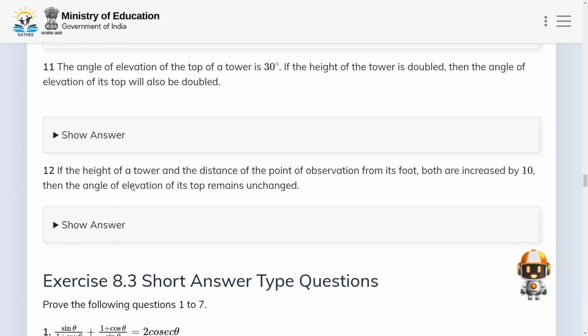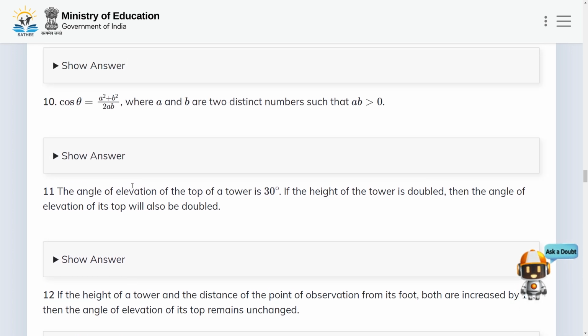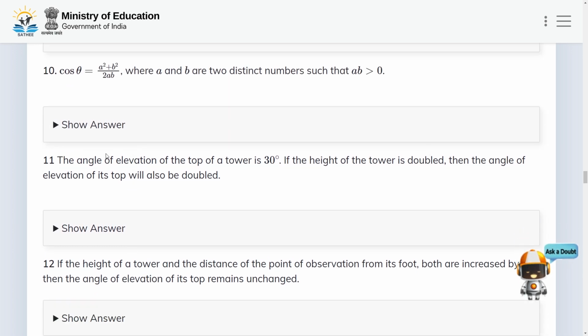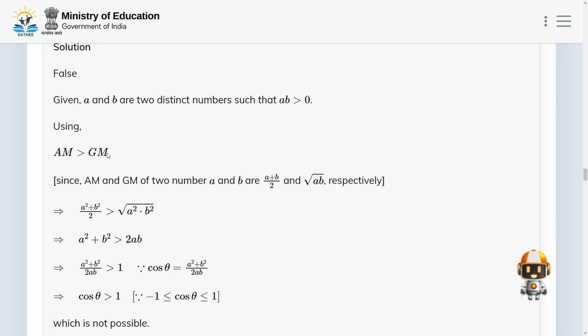Okay, so now let us move to the next problem. In the next problem, we have cos theta equal to a square plus b square divided by 2ab, where a and b are two distinct numbers such that ab is greater than 0. Okay, so let us check the statement. Here, given a and b are two distinct numbers such that ab is greater than 0.